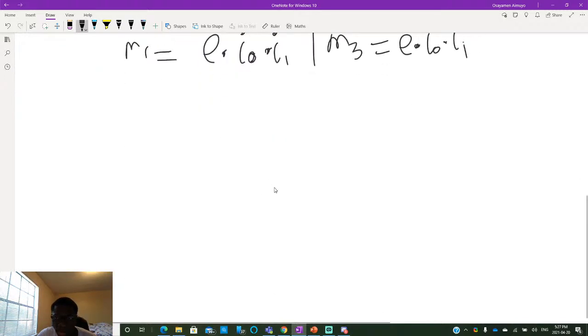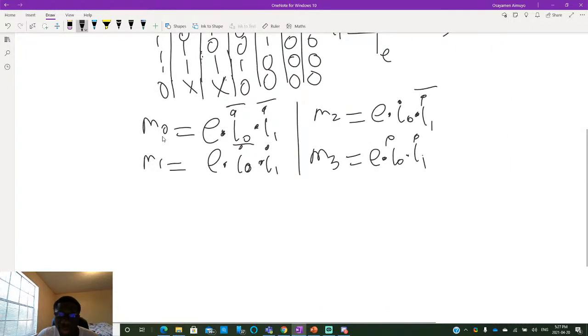Okay, I have run out of space. Let me just zoom out a little bit so I can get more space.